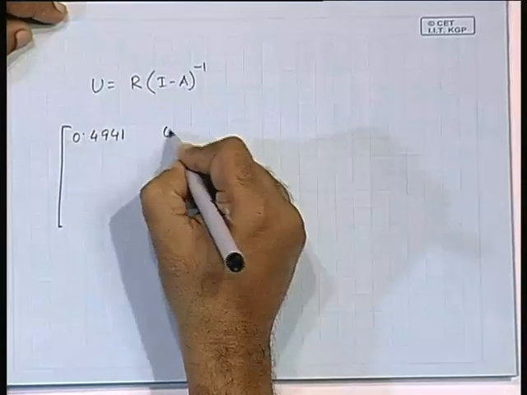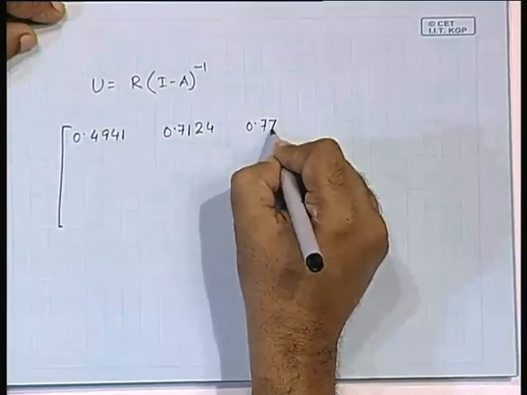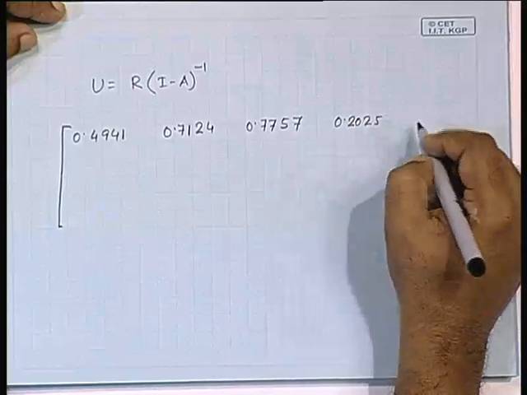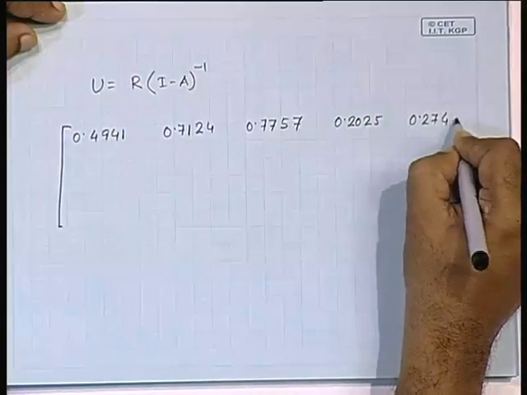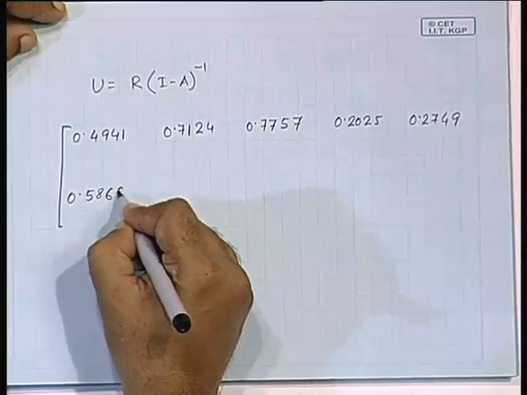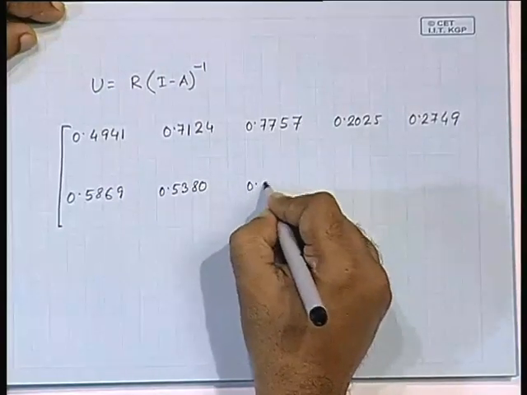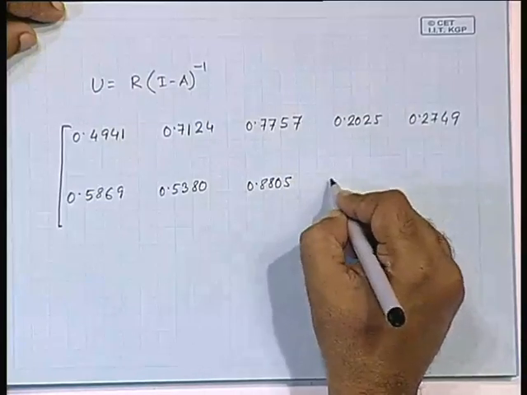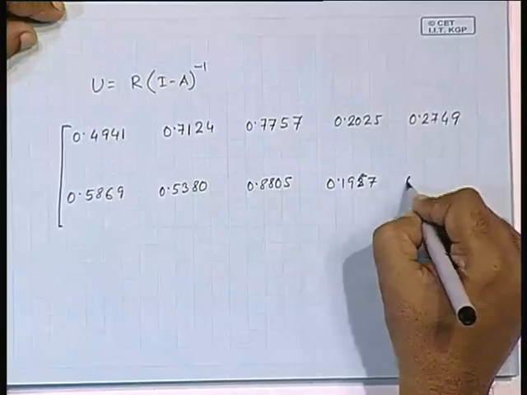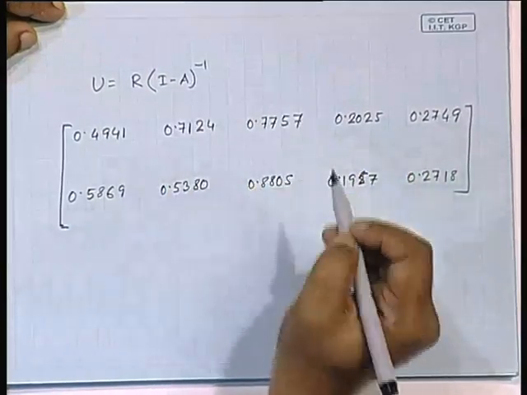0.4941, 0.7124, 0.7757, 0.2025, 0.2749, 0.5869, 0.5380, 0.8805, 0.1957, 0.2718. So this is what U is.